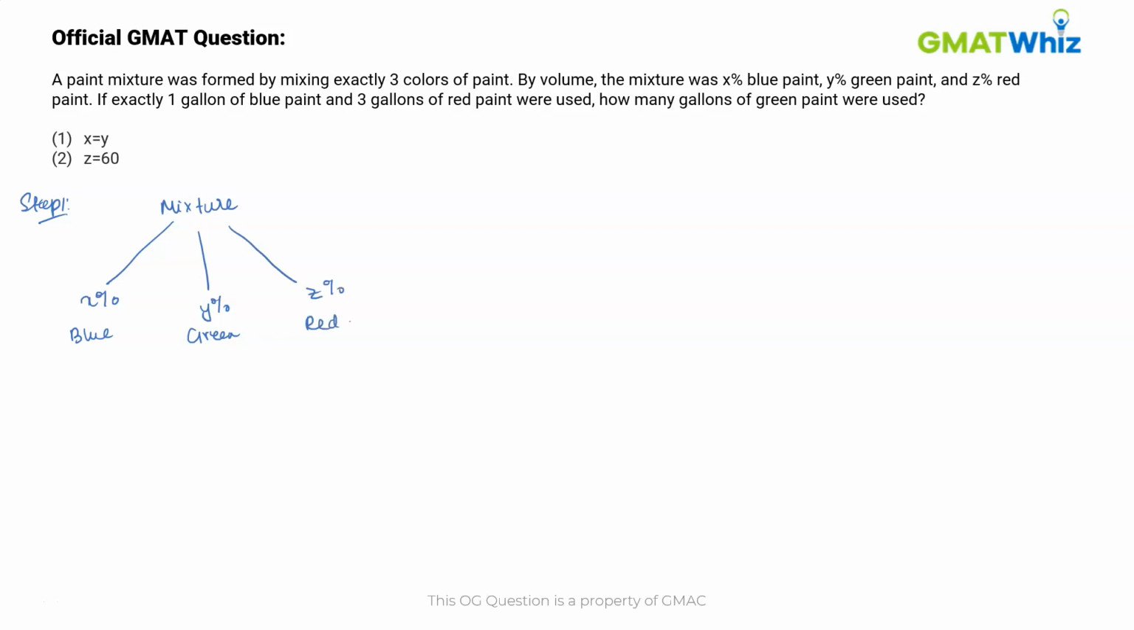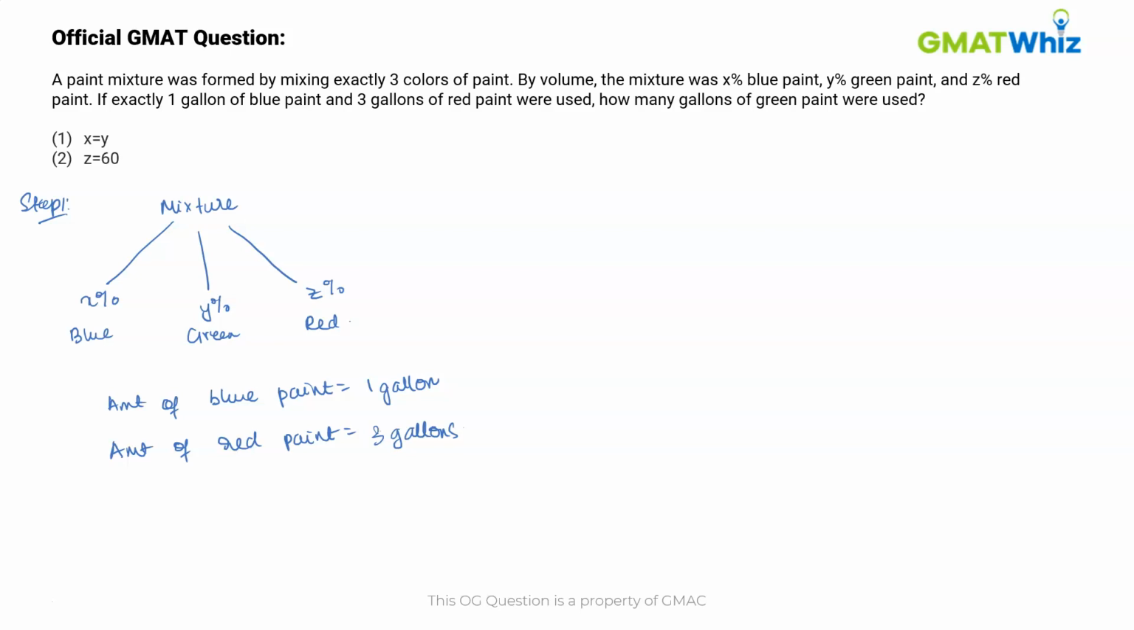We are given that the amount of blue paint that was used in the mixture is equal to 1 gallon, and the amount of red paint that was used in the mixture is equal to 3 gallons. Now we have to find out how many gallons of green paint were used.